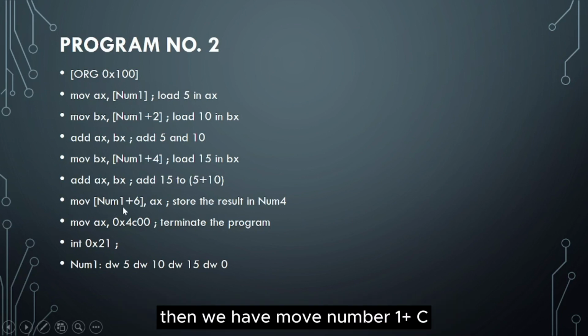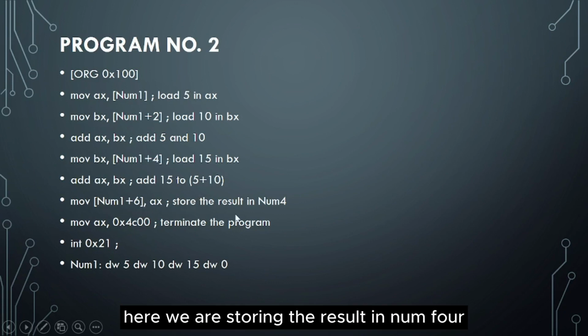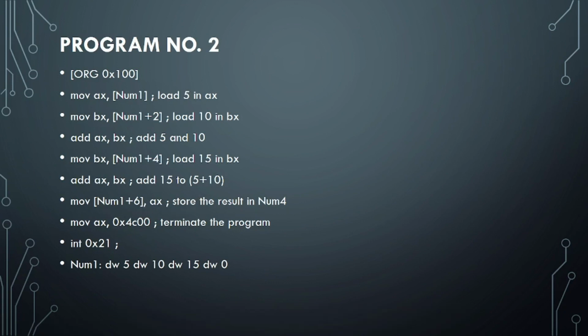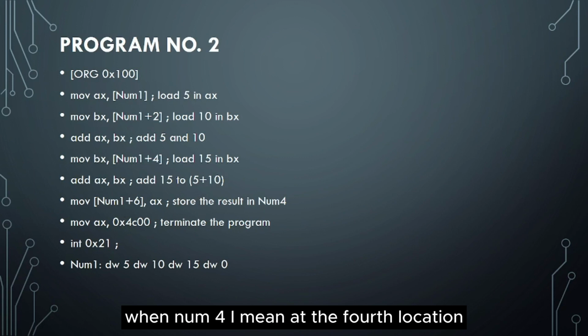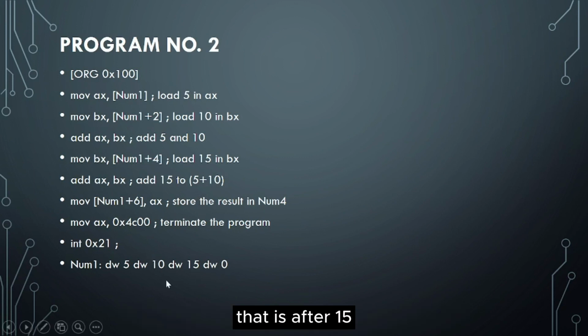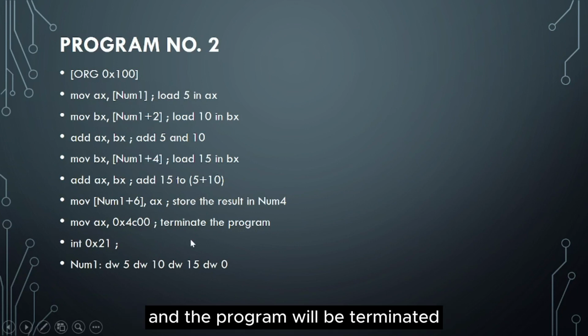Then we have move num1 plus 6 comma AX. Here we are storing the result in num4. By num4 I mean the 4th location, that is after 15. Then we have the termination statement and the program will be terminated.